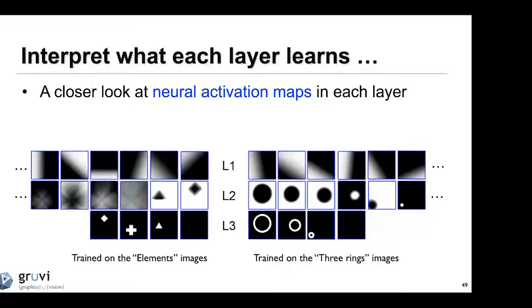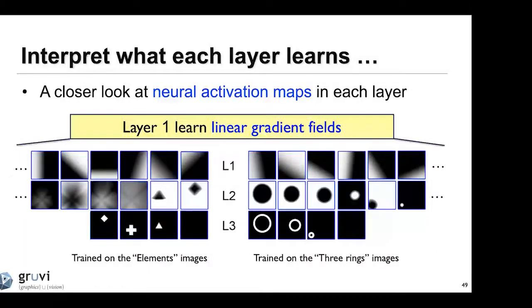Now, we looked into this a bit more closely, right? We looked at the neural activation maps for each layer. We wanted to see what the network actually learned in each layer. It turns out that in layer number 1, this network seems to have learned these linear gradient fields, right? You can see this linear ramp, right? And then in the next layer, it learns something more complex, seemingly combining these linear gradient fields to form these shapes, right? And then, of course, in the third layer, it's further combining what's learned in the second layer to form more complex shapes or configurations.